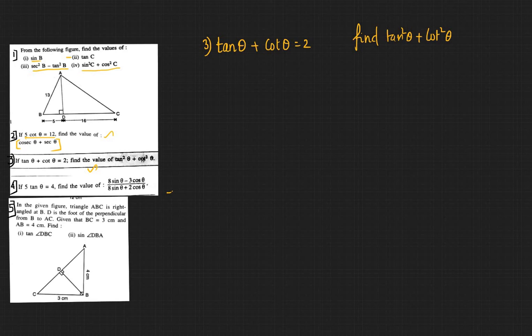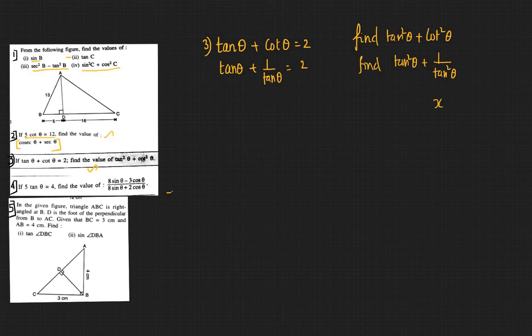So the key is to look for patterns, right? So we know that cot theta is 1 by tan theta. So let's write that down like that. And tan theta plus 1 by tan theta is equal to 2. And the questioner is asking: find tan squared theta plus 1 by tan squared theta. So find the value of this. Whenever you see a question like this, it's important to see patterns.